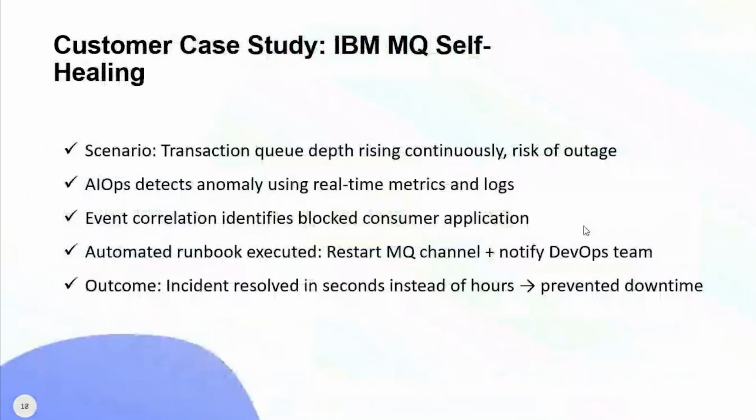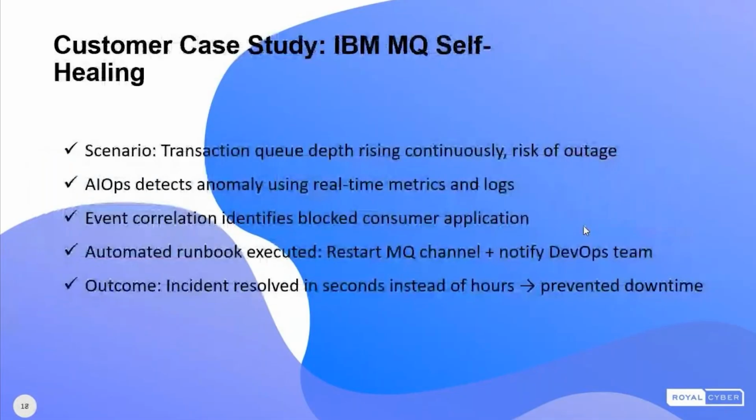So this is the customer scenario. For example, transaction queue depth rising continuously, risk of outage. In an MQ scenario, you can see the queue depth is continuously rising. It is a risk of outage. What AIOps does is detect the anomaly. It sees the abnormal behavior, meaning that based on the current baseline, it sees that something is mismatching. There is something wrong. So using real-time metrics and logs, it can detect the anomaly in your system.